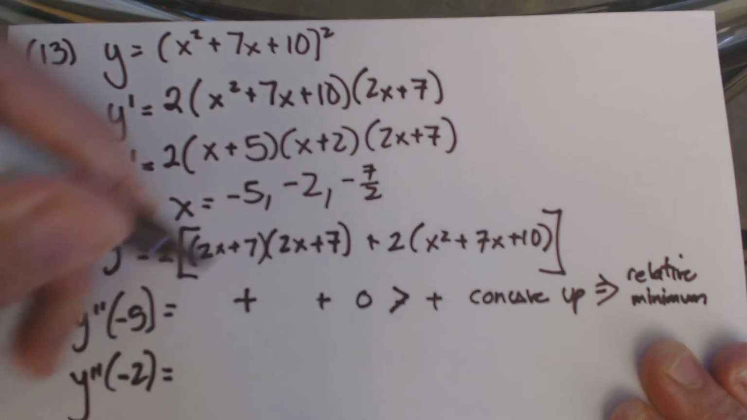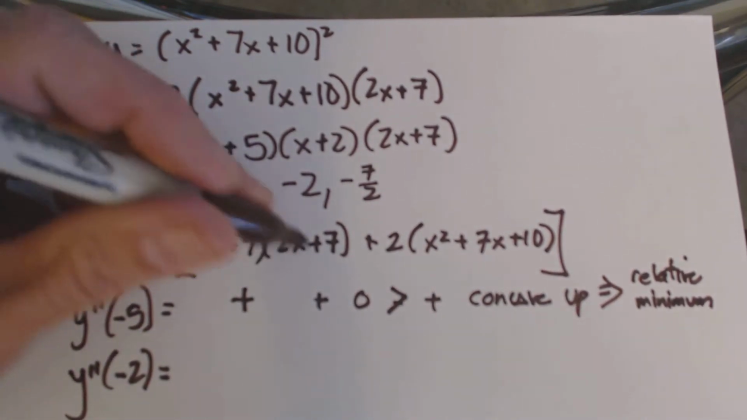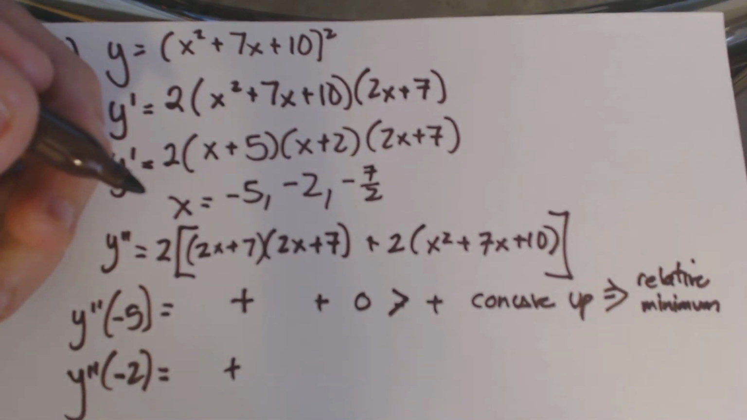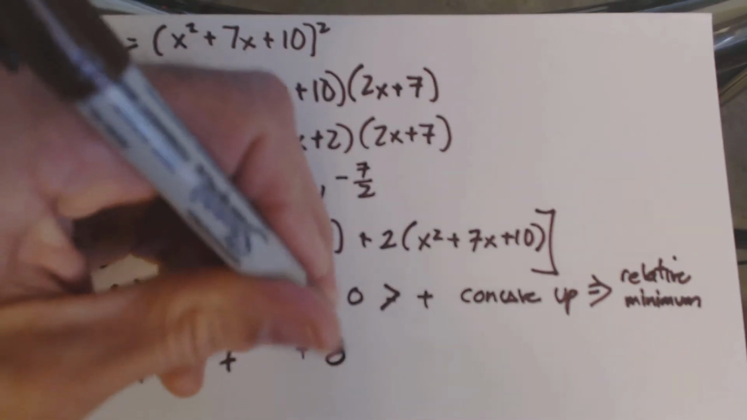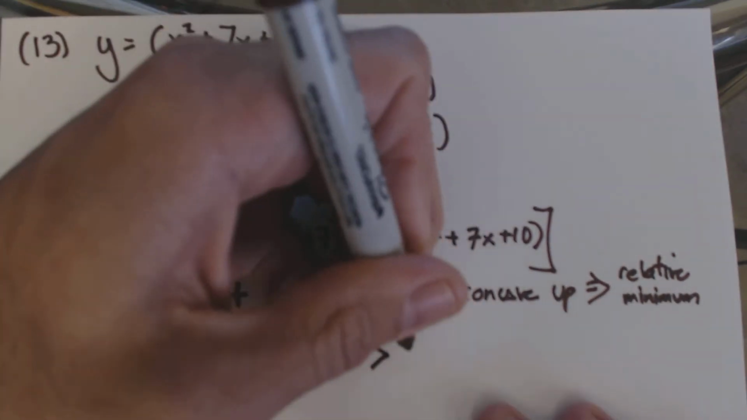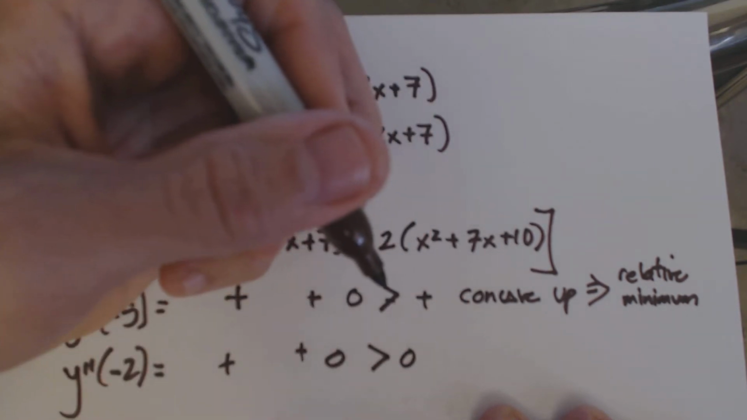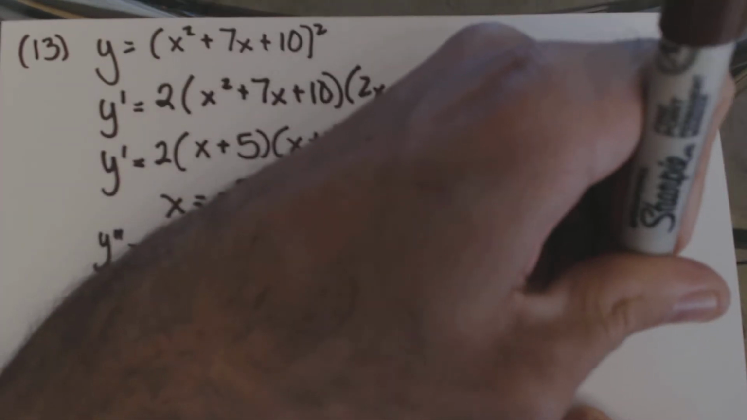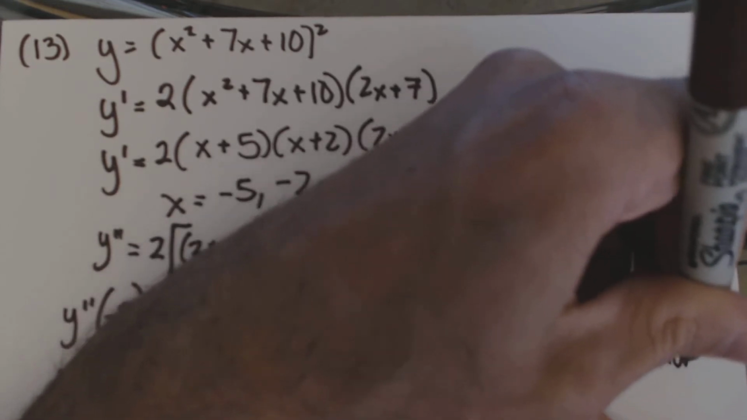Evaluating the function at negative 2, we have negative 2 times 2 is negative 4 plus 7 is positive. Positive, so this is going to be positive. Plus, this is going to be 0. So we again have a function that's greater than 0. So it's positive, so it's concave up. And again, at the value negative 2, we have a relative minimum for the original function.